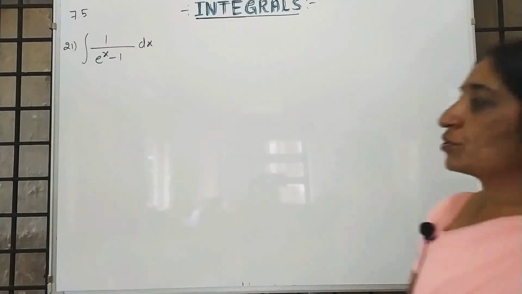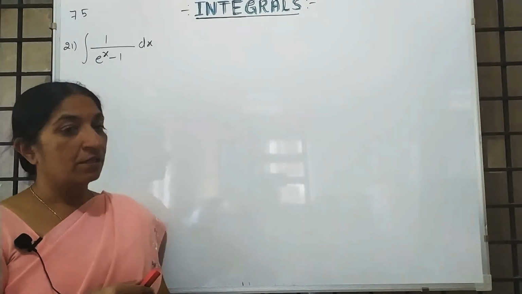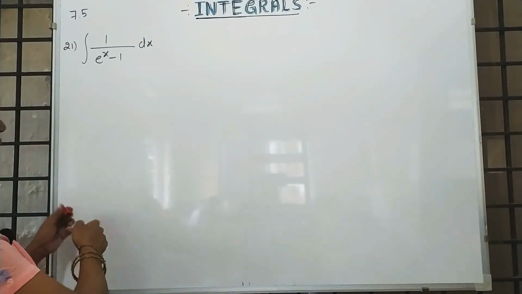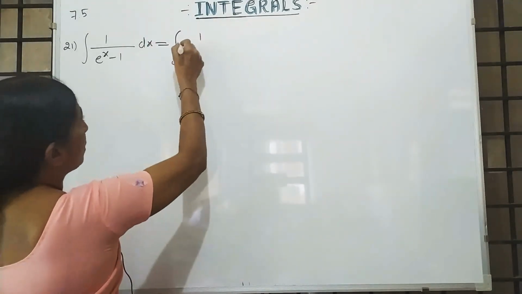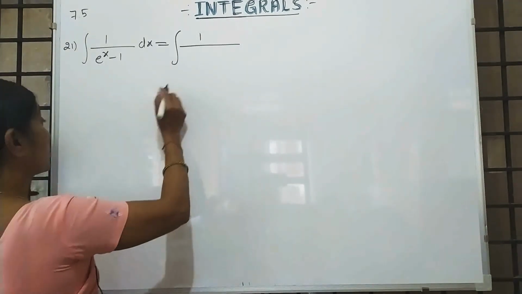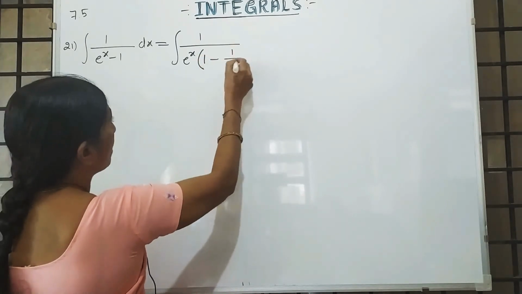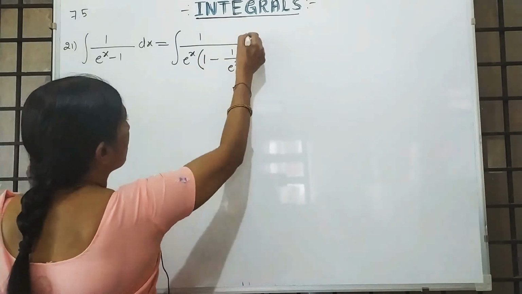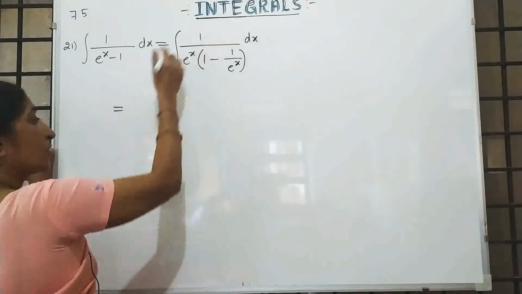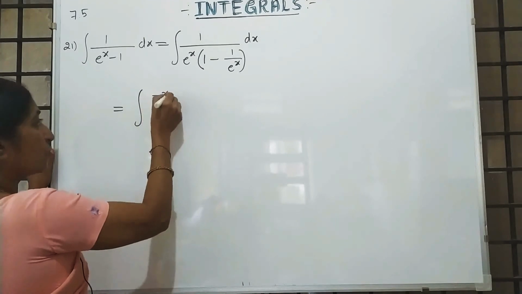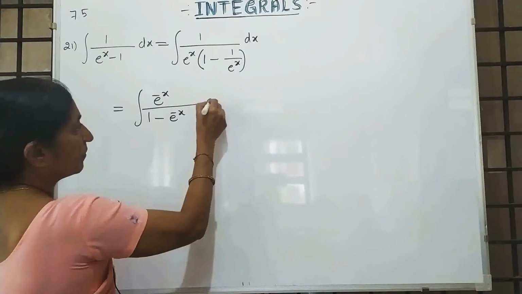See the next question, question number 21. Integration of 1 upon e raised to x minus 1. Even though it is given in the partial fraction exercise, I will show you one more method. Instead of partial fraction, if you are thorough in all the formulas and adjustments, I will take e raised to x common. So, it is 1 minus 1 upon e raised to x into dx. When you take e raised to x in the numerator, e raised to minus x divided by 1 minus e raised to minus x. This one.